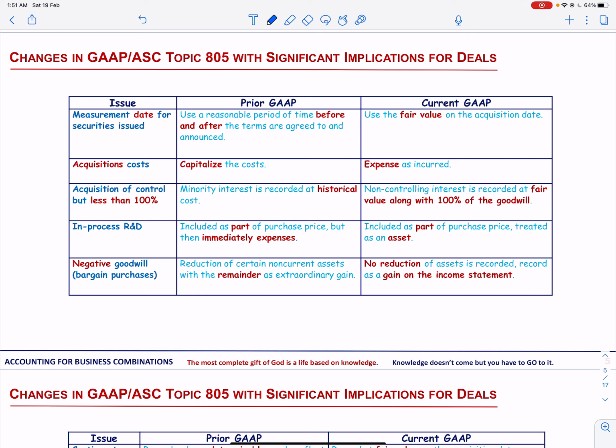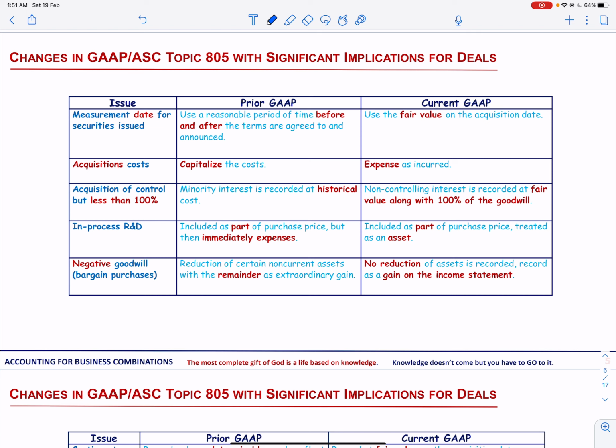Previously, acquisition cost was capitalized, while now acquisition cost is expensed. In the past, in case of acquisition less than 100%, minority interest was recorded at historical cost, while now the non-controlling interest is recorded at fair value along with 100% of the goodwill.